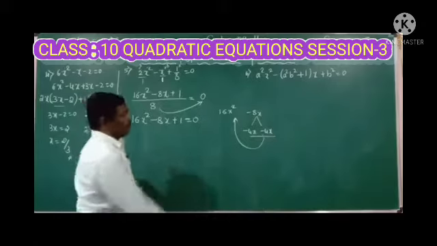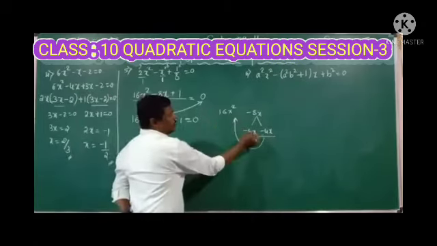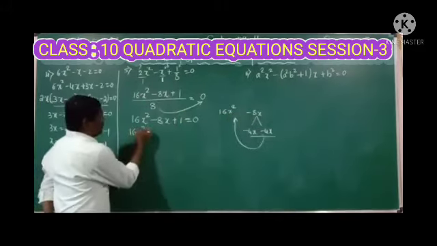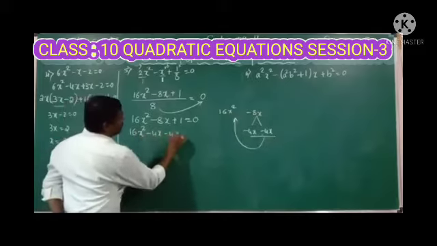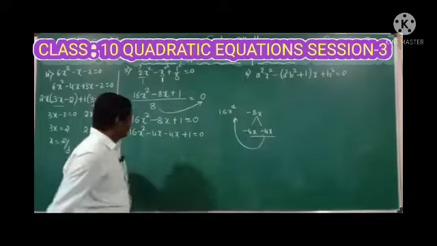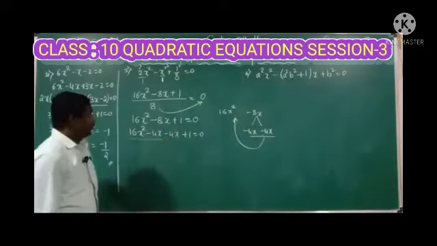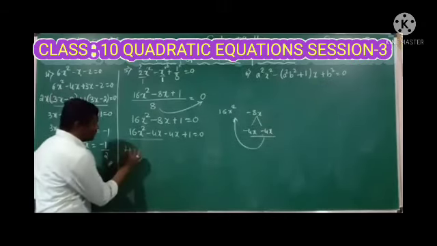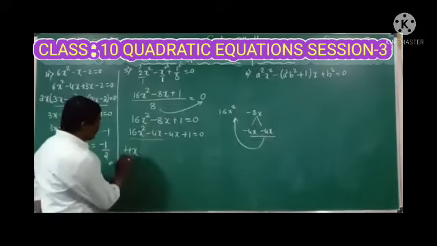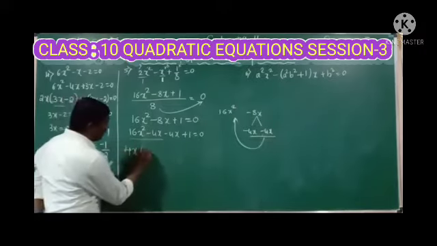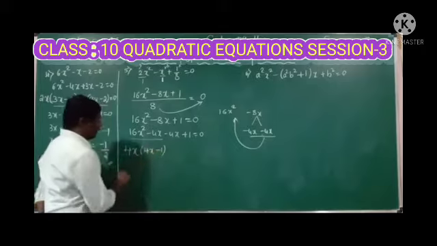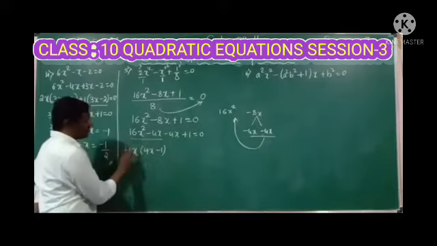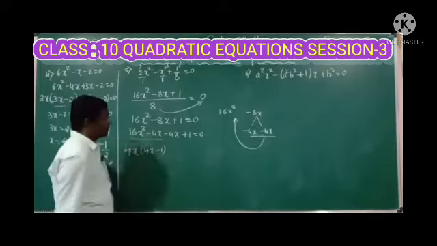16x square. Minus into minus is plus, right? 4 4s are 16, x into x, x square. So 16x square minus 4x minus 4x plus 1 is equal to 0. In the first two terms, 4 and 16 are multiples of 4, so we can easily take 4x as a common term, and the remaining is 4x minus 1. 4x into 4x, 16x square. 4x into minus 1, minus 4x.